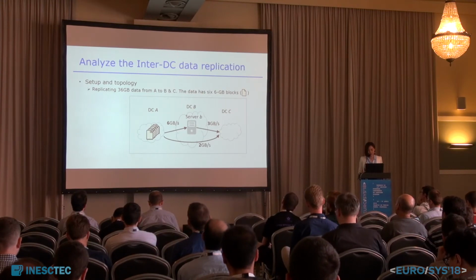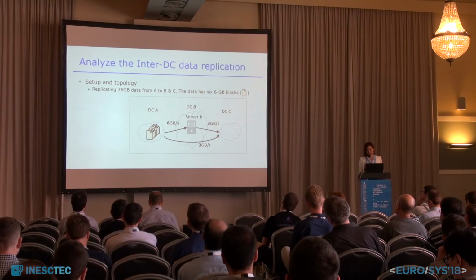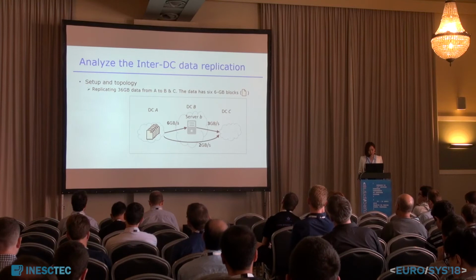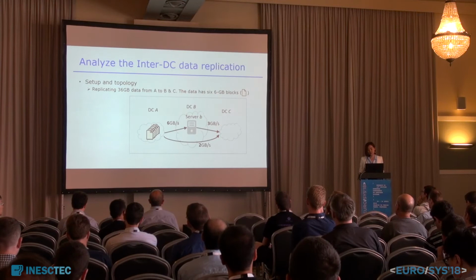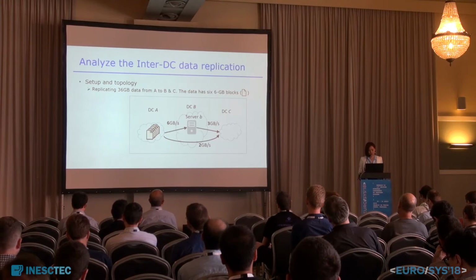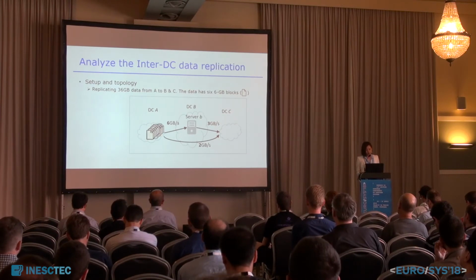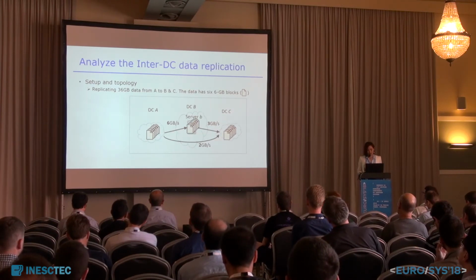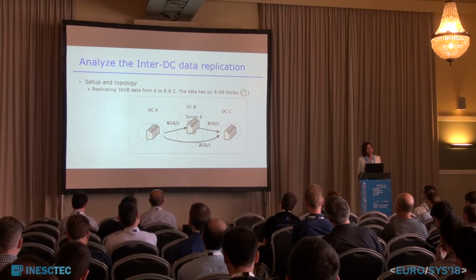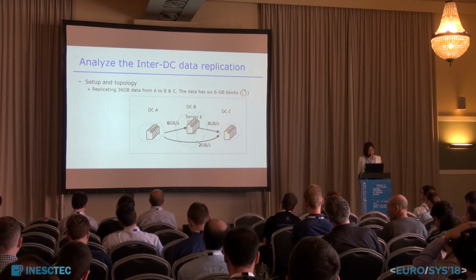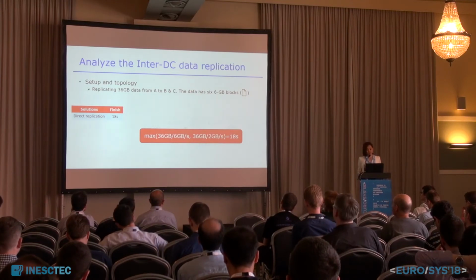The first one is from A to C using IP layer 1 routing with 2 gigabytes per second capacity. And the other path is from A to a server B in data center B with 6 gigabytes per second capacity, and then from B to data center C with 3 gigabytes per second capacity. And the simplest strategy is to make a direct replication, and the completion time is 18 seconds.